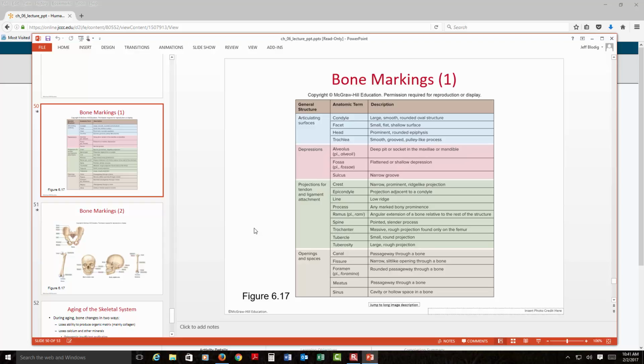What Chapter 7 does is look at the axial bones, and Chapter 8 looks at the appendicular bones and their bone markings. And then Chapter 9 will be a chapter on joints. So knowing the bone markings will assist you in learning the detail of the bones, known as bone markings, in Chapter 7 and 8. And likewise on the exam, I'll have a few of these anatomical terms and their definitions.